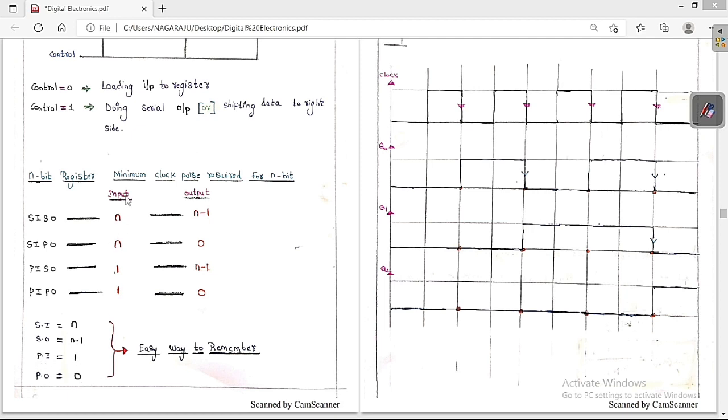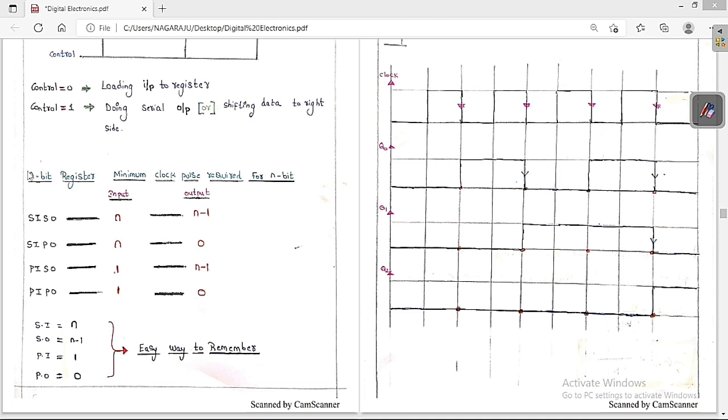So here is the input side and the output side. Serial input and serial output means n minus 1. Serial input means n, parallel output means 0. Parallel input means 1, serial output means n minus 1. Parallel input means 1, parallel output means 0. So this is the input side and this is the output side. If you understood this concept, you can substitute these values wherever the input is there, as per the condition. So it is an easy way to remember.